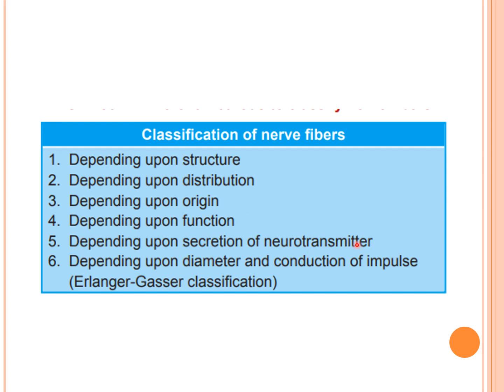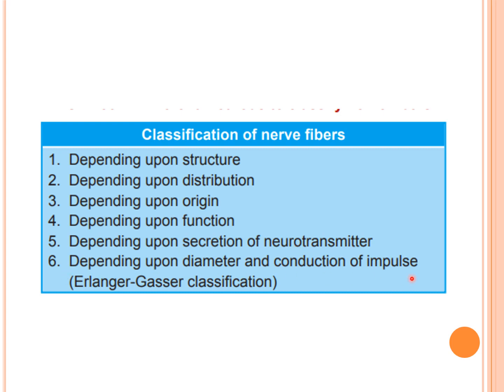Depending upon the secretion of neurotransmitter, these nerve fibers are classified as adrenergic nerve fibers and cholinergic nerve fibers. Some nerve fibers release adrenaline from their nerve terminals. So the neurotransmitter released from some nerve fibers is adrenaline. Those nerve fibers are called adrenergic nerve fibers. And in some nerve fibers, the neurotransmitter released is acetylcholine. So those nerve fibers are called cholinergic nerve fibers. So adrenergic nerve fibers release adrenaline, and cholinergic nerve fibers release acetylcholine.